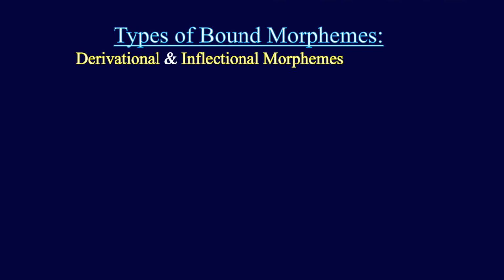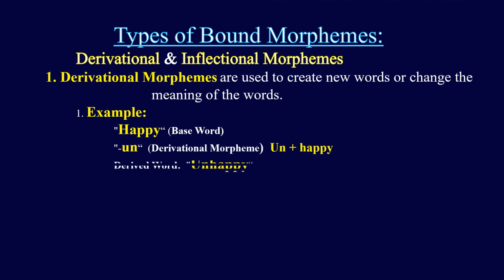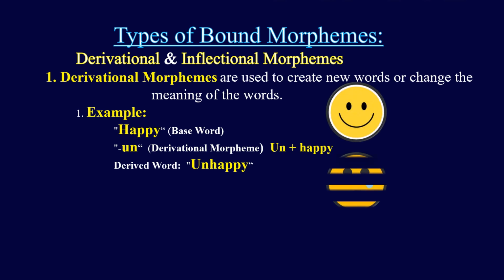Bound morphemes are further divided into two subtypes: derivational and inflectional morphemes. Derivational morphemes are used to create new words or change the meaning of the words. These morphemes are either prefixes or suffixes. Example: base word happy, derivational morpheme un, and derived word unhappy. In this example, the base word happy is changed into unhappy by adding the derivational morpheme un. The meaning shifts from the state of feeling happy to unhappy, which gives a negative meaning to the word.